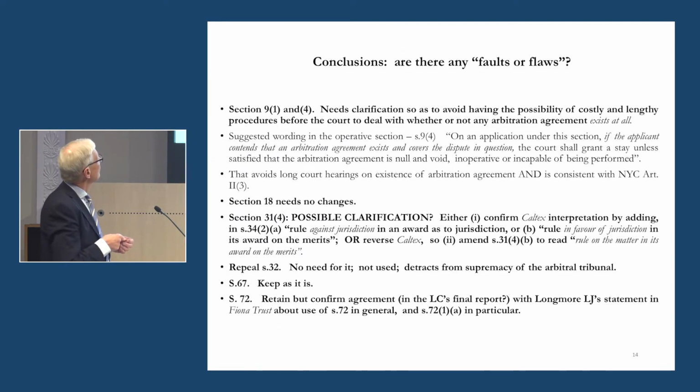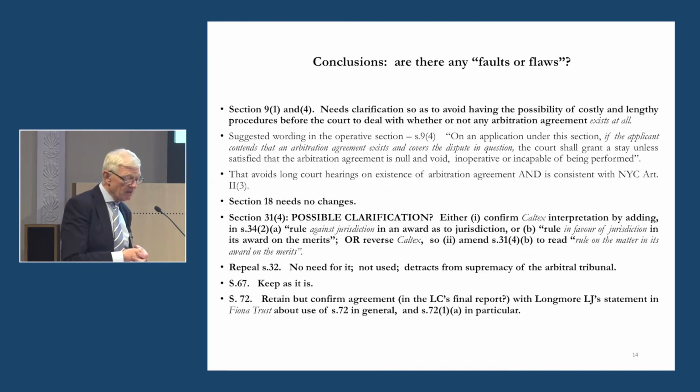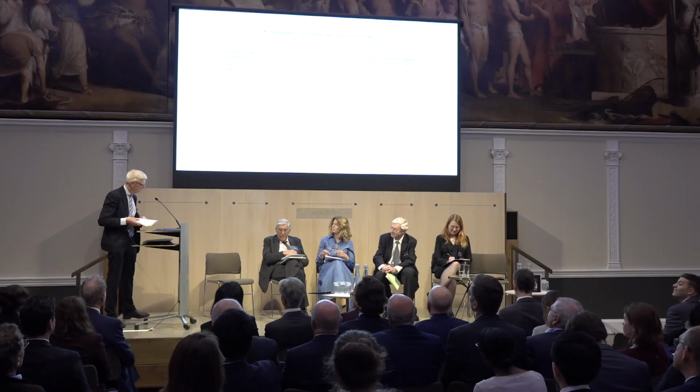And now on the last slide, I have made my conclusions. We need some clarification on Section 9(1) and 4, and I've suggested some wording off the top of my head, as it were. Section 31(4) needs some clarifications. Get rid of Section 32, get rid of Section 72, and keep Section 67 as it is, but admit that Lord Phillips got it right in Caltex on the question of ad hoc jurisdictions.